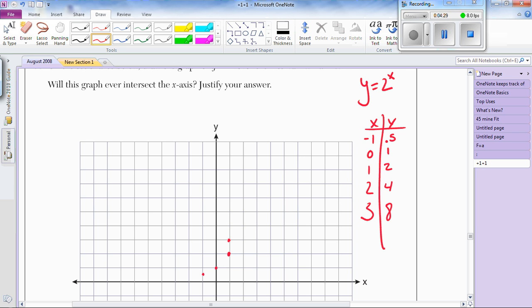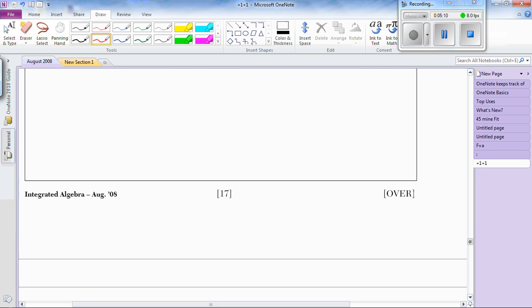Oops, 1 is 2. 2 is 4. Actually plot that. Notice I'm only plotting from here to here, right? The question says, will it ever touch the x-axis? Well, if I keep going here, it'll get close, but it will never ever touch it. It won't touch it because this can never be negative. There's no way for that to be negative. No matter what kind of number I put in for x, it will never be negative. So that would be a justification.